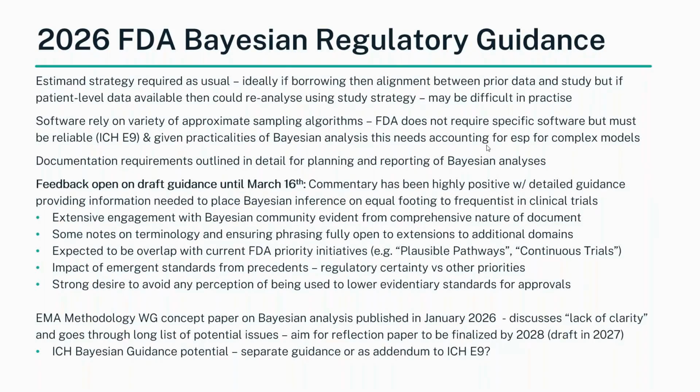I would say the commentary that I have seen has generally been highly positive. They said this is a very detailed guidance that provides practical, useful information to do Bayesian inference, and that in its phraseology and the way it talks about things, it is effectively placing Bayesian inference on an equal footing to frequentist inference in clinical trials, and also tries to bridge the gap to ensure that these can get along going forward.